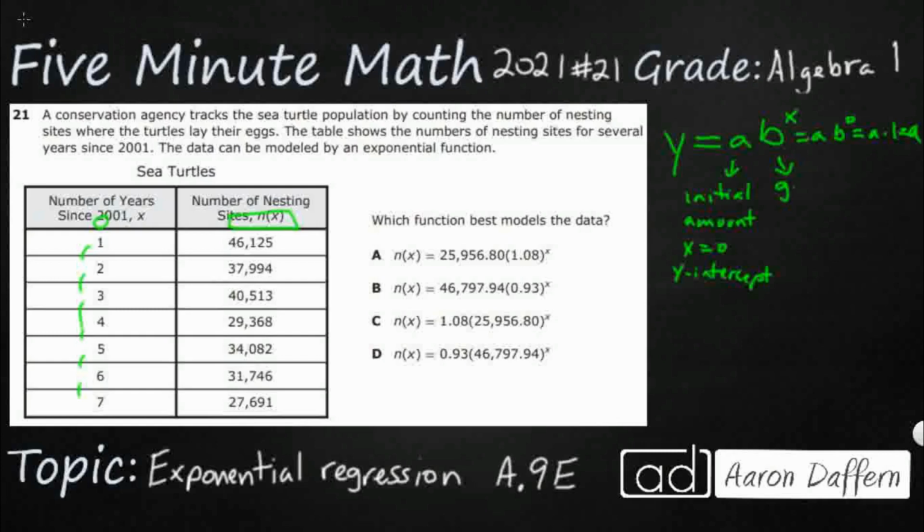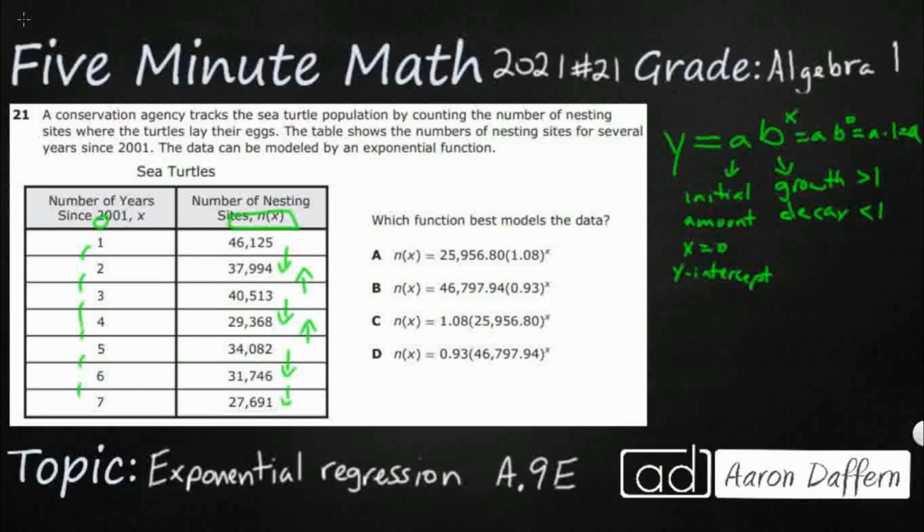Now, this b term is your growth rate if it is greater than 1, and your decay rate if it is less than 1. And take a look, from 1 to 2 we're going down, but then from 2 to 3 it's going back up, and then from 3 to 4 it's going back down again, and then it's going up again. So it's fluctuating. I don't even know whether this is a growth or decay rate. So all things being said, we definitely need our calculators.